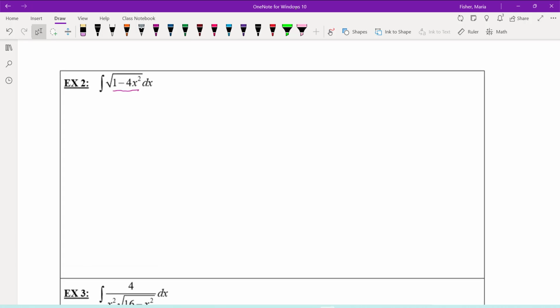Let's look at number 2. The first thing that you have to do is figure out which substitution you're going to make. Remember, you have 3 of them. U equals a secant of theta, that happens if you have a variable minus a number. U equals a sine theta, that happens if you have a number minus a variable. And then U equals a tangent of theta, and that happens if you have a plus sign.